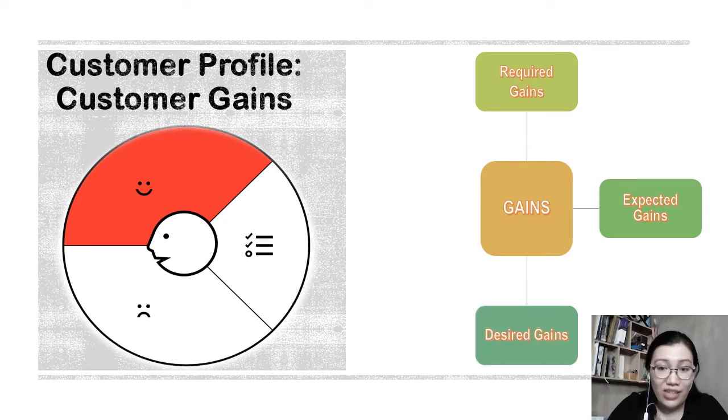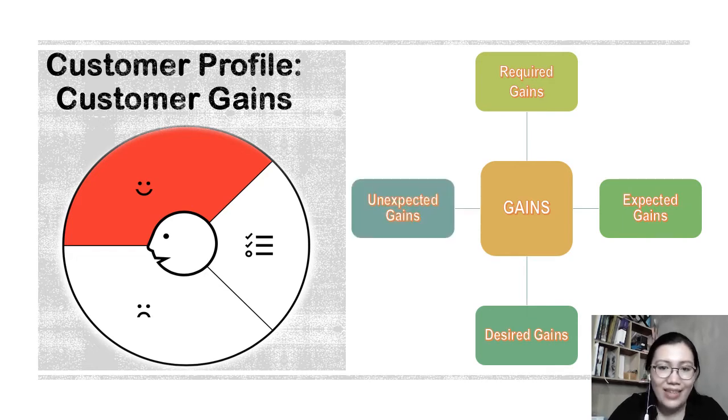Third is the desired gains. So these are gains that go beyond what we expect from a solution, but would love to have if we could. So these are usually the gains that customers would come up with if you ask them. So for example, we desire smartphones to be seamlessly integrated with other devices.